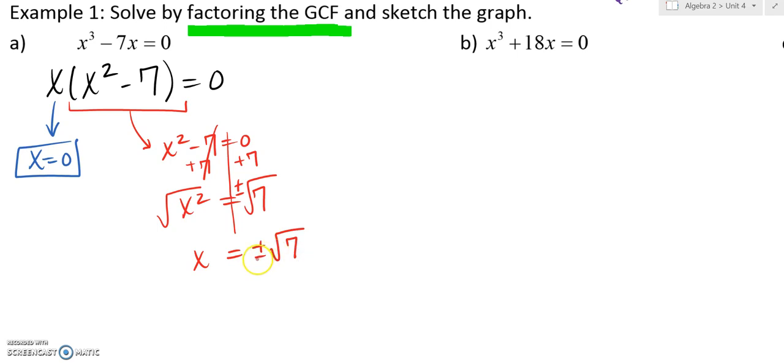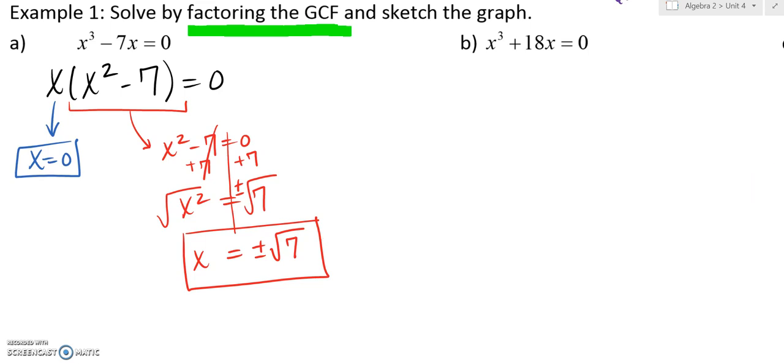This plus or minus symbol always goes there. Then I'm double checking to make sure that this square root can be broken down. Maybe, maybe not. In this case, it cannot. But I have two answers here: my positive square root of 7 and my negative square root of 7.